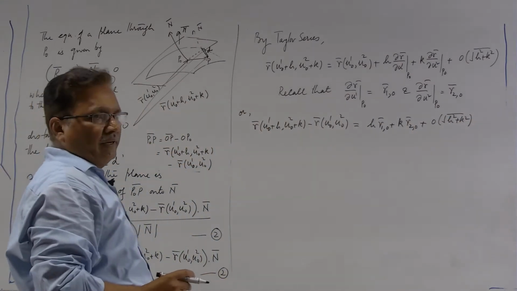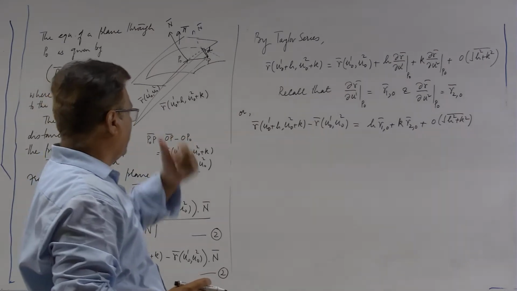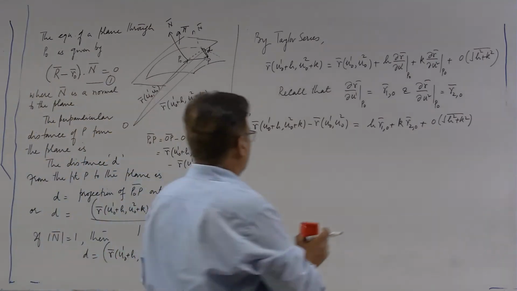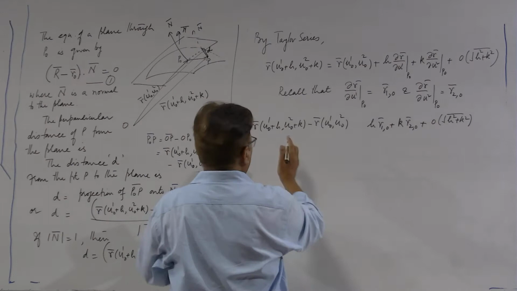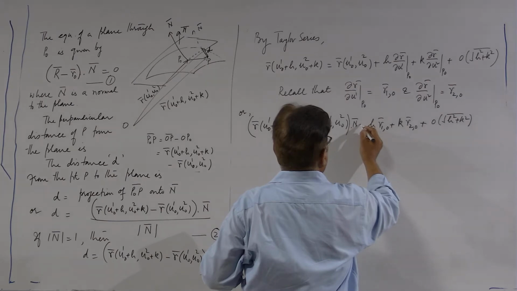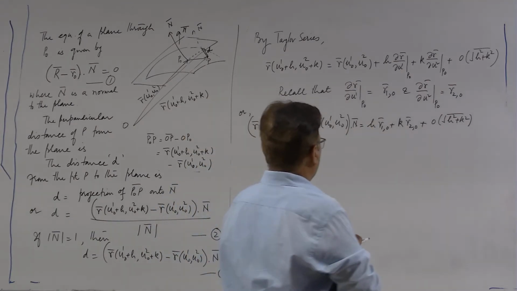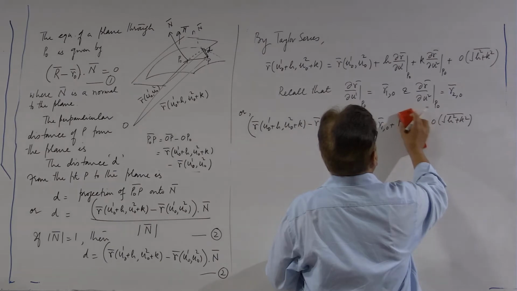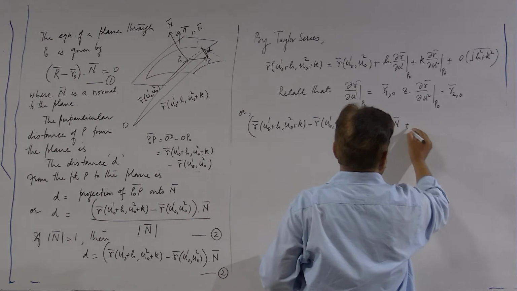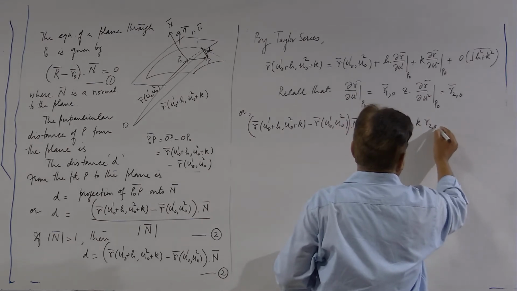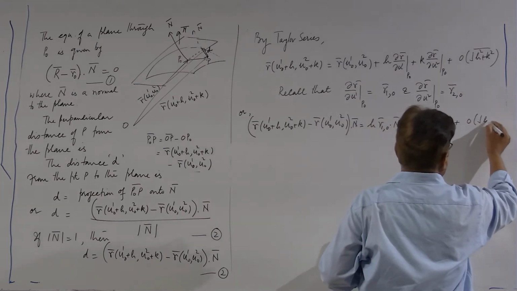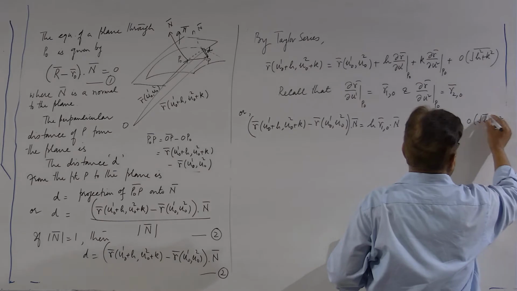Now, you take the dot product with n on both sides, n being a unit normal vector. So, I consider the dot product with n on both sides. Taking the dot product with a unit normal n will give me, here also, the dot product with n. So, I can rewrite it as h times r1 at 0 dot n plus k times r2 at 0 dot n plus terms of the order of under root h square plus k square.